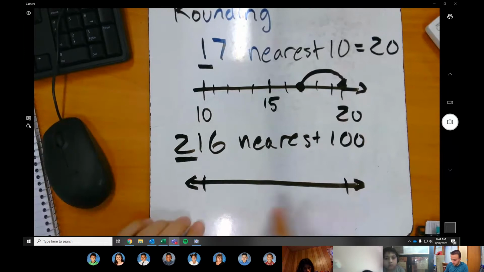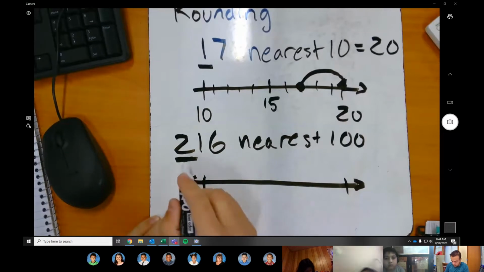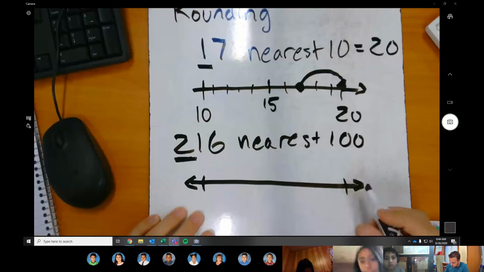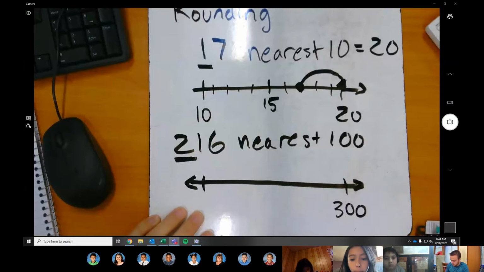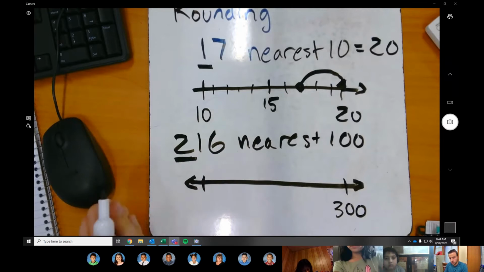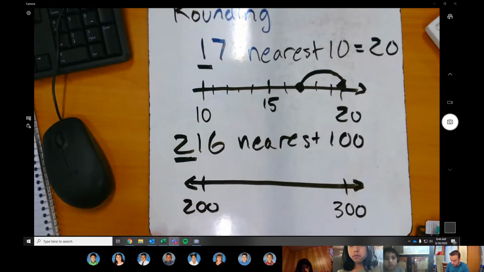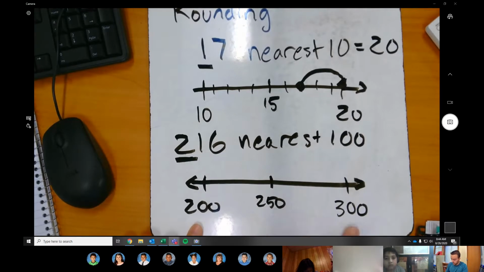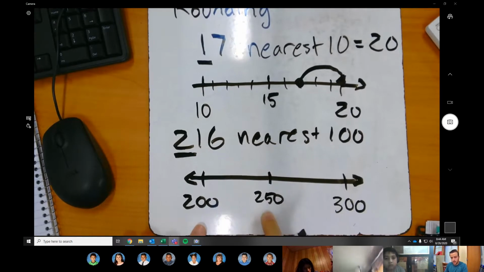Okay, so we're looking for the hundreds above and below 216. The number above 2 is 3, so we have 300 up here. And since 216 is close to 200, that's the next value down, then the 100 below is 200. Our midway point is 250 because that is halfway between 300 and 200. It's right smack dab in the middle.